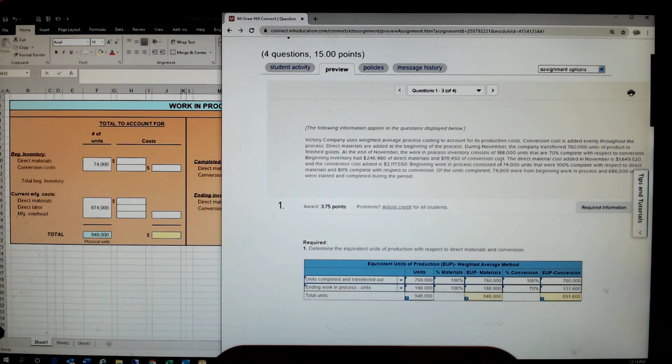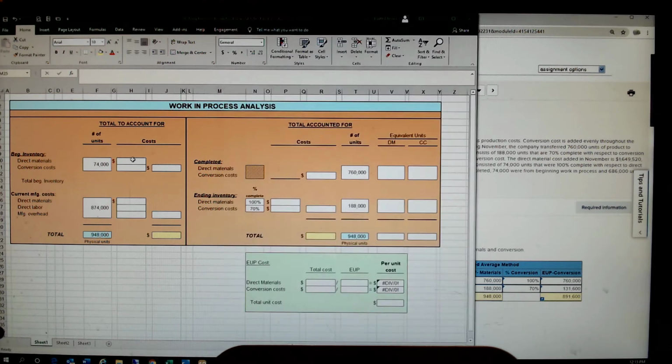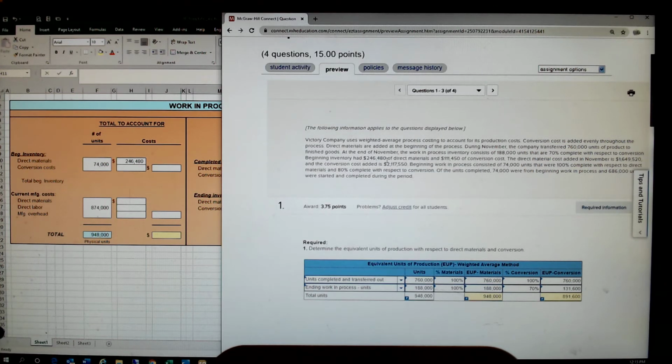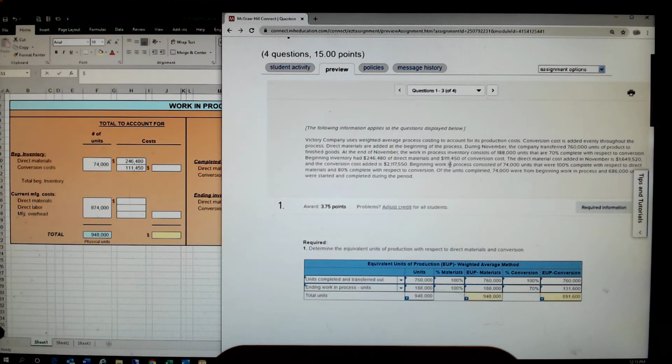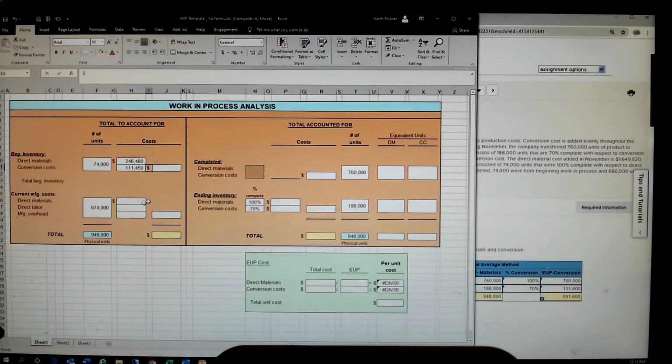Now let's drop in some costs. It says that, and that's these costs right over here, the material and the labor and the overhead costs all come from the accounting records. It says that beginning inventory had 246,480 of direct materials and 111,450 of conversion costs. The direct material cost added in November, right here, boom, was 1,649,520.